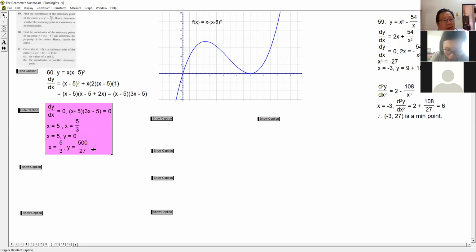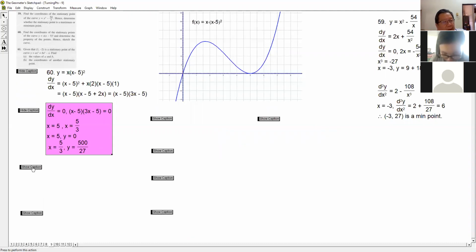I think this value Liu Ying also got correct. The only question she doesn't know how to do is number 61, she doesn't know. The rest she knows. Yeah. I remember because I marked the answers.